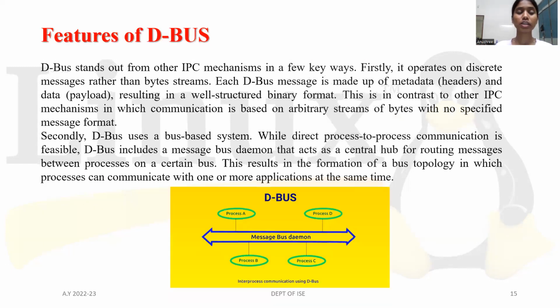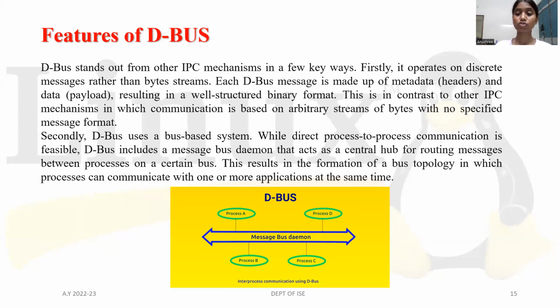Features of Dbus. Dbus stands out from other IPC mechanisms in a few key ways. Firstly, it operates on discrete messages rather than byte streams. Each Dbus message is made of a header, metadata, and data, resulting in a well-structured binary format. This is in contrast to other IPC mechanisms in which communication is based on arbitrary streams of bytes with no specified message format. Secondly, Dbus uses a bus-based system.